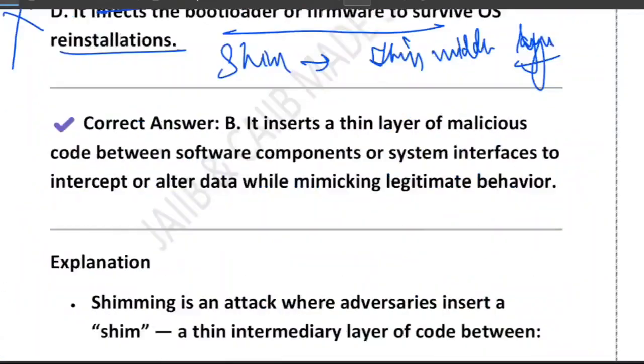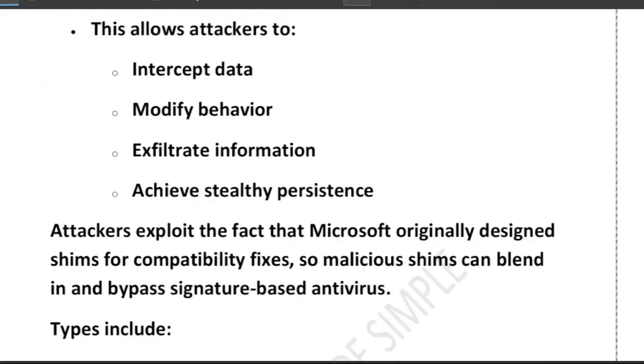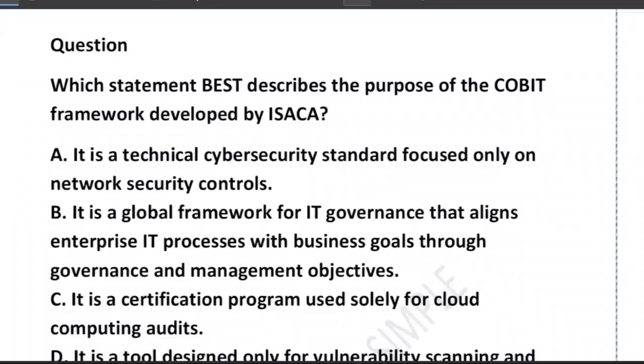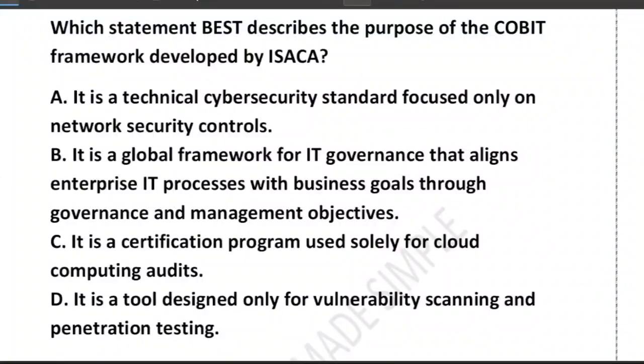Please remember this point. Now the second question they have asked is, which of the following statements best describes the purpose of the COBIT framework developed by ISACA, right? The options they have mentioned: A, it is a technical cyber security standard focusing only on network security controls. B, it is a global framework for IT governance that aligns an enterprise's IT processes with business goals. C, it is a certification program used solely for cloud computing audits. And D says it is a tool designed only for vulnerability scanning and penetration testing. So the question revolves around the purpose of COBIT. And who developed COBIT? The COBIT framework was developed by ISACA.